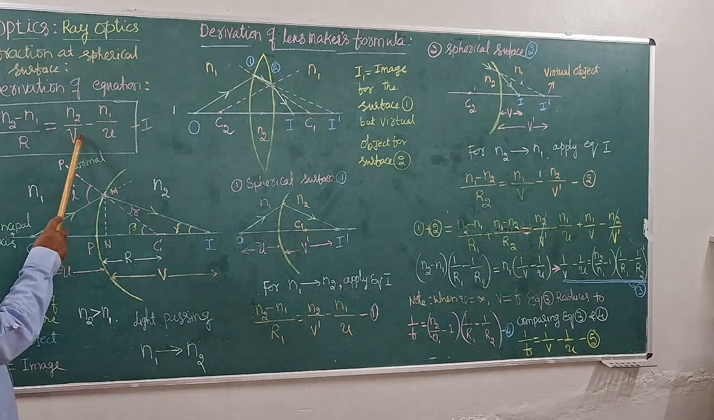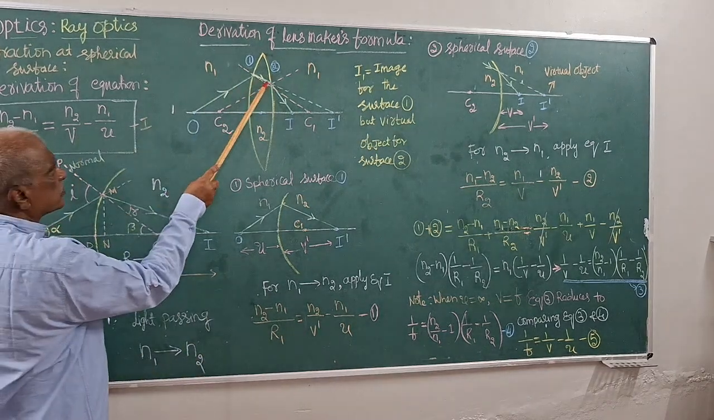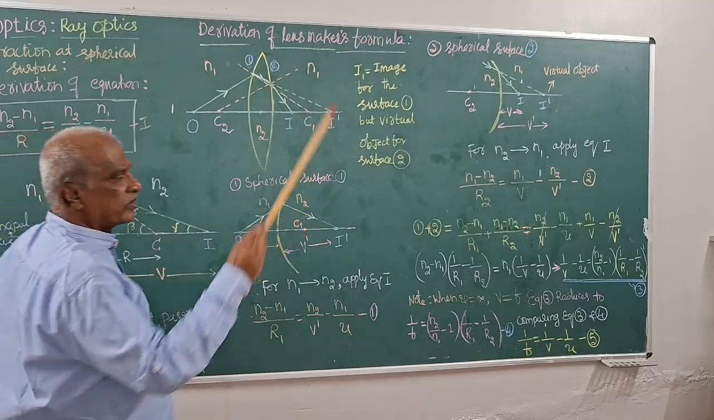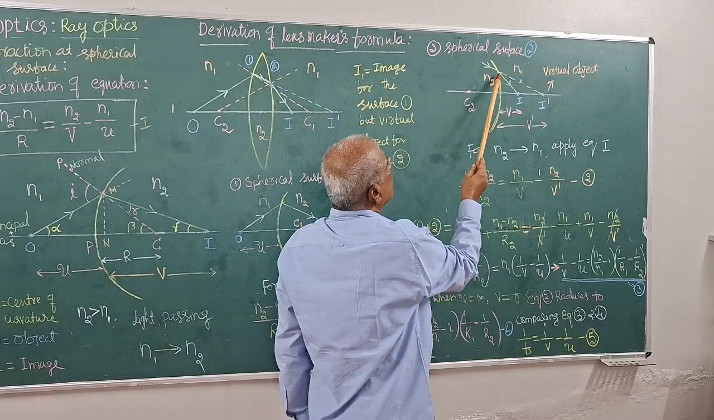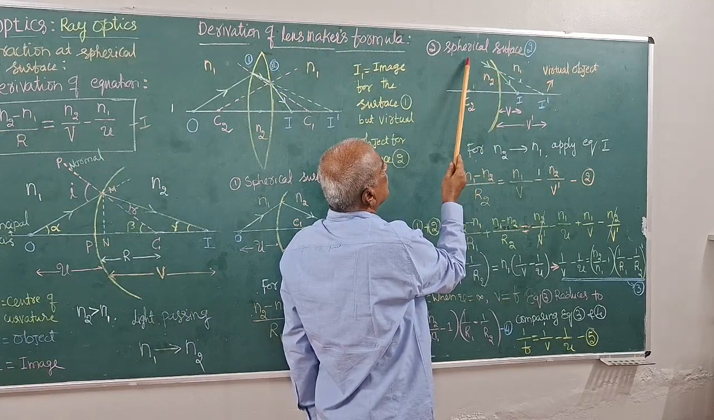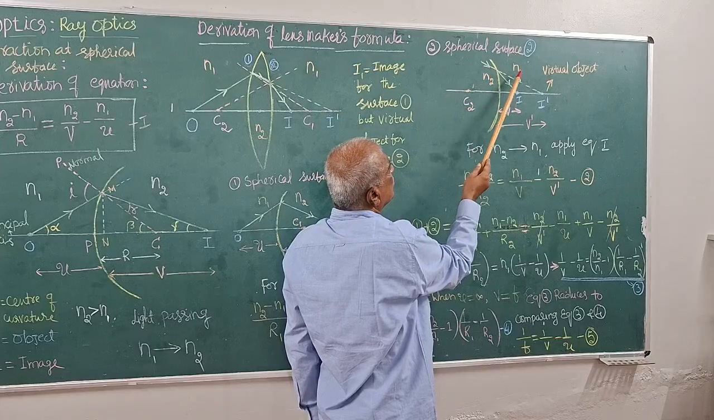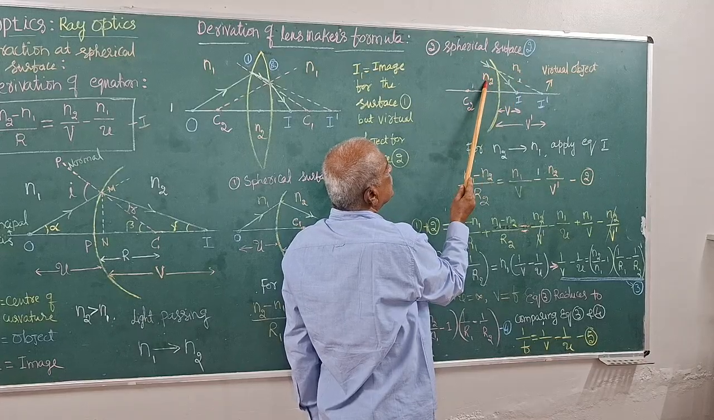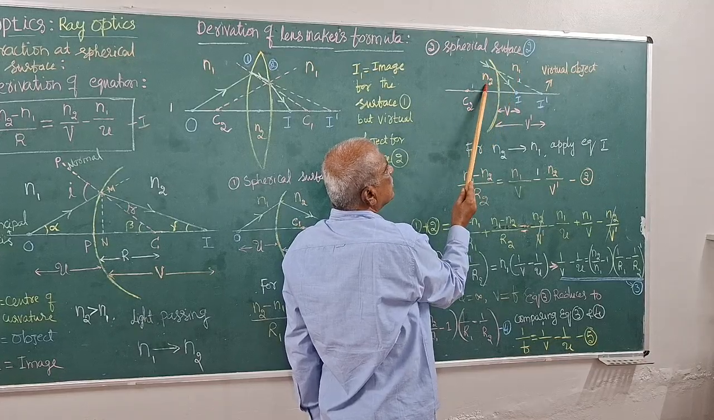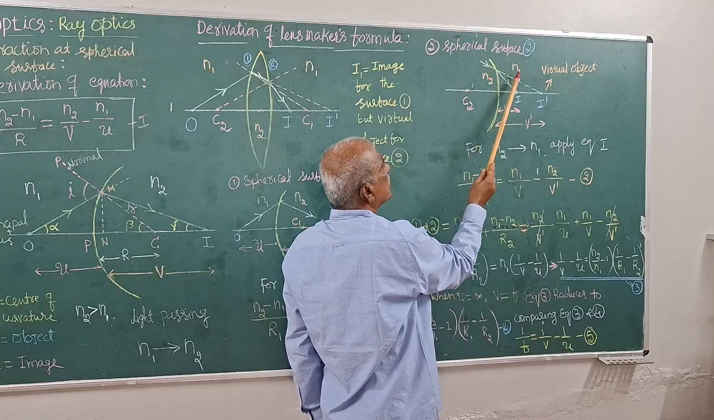Let us apply the same equation for the refraction at this point. This is the point of refraction. Understand, the initial state is here, and light is passing from the initial state to the final state. So this is the initial state, this is the final state. The initial state value is N2, the final state value is N1.